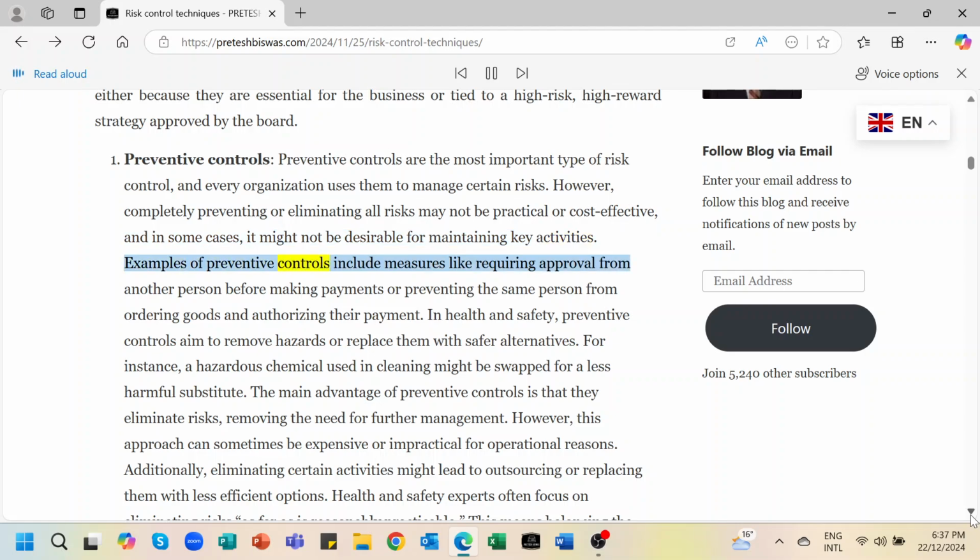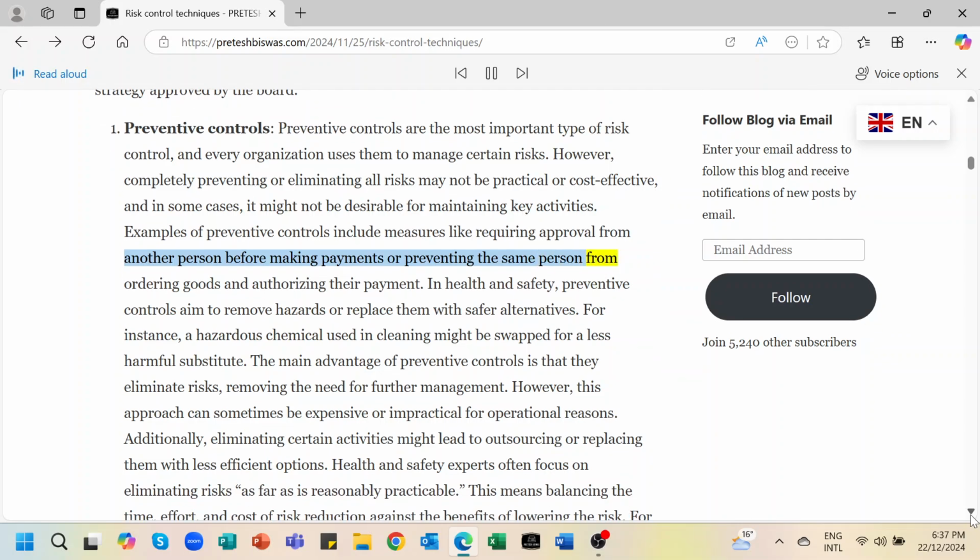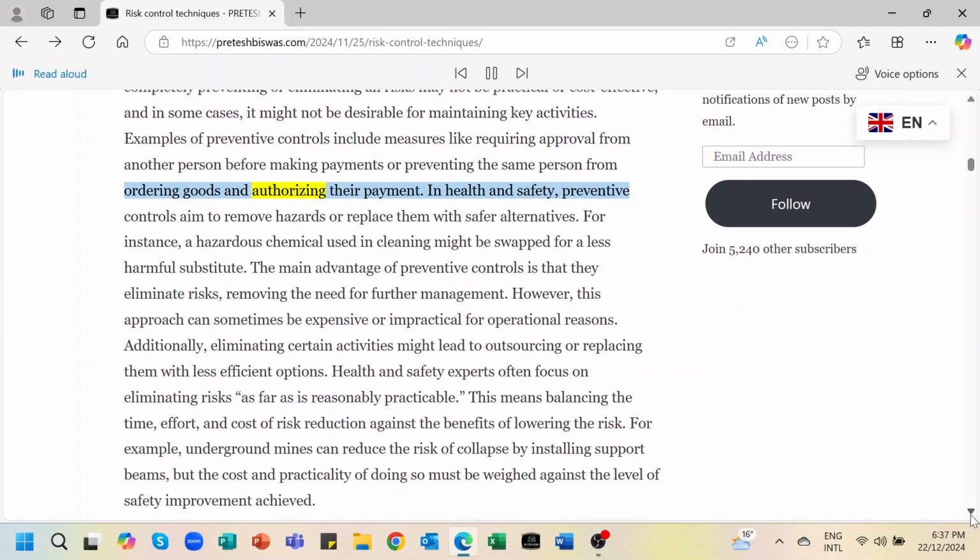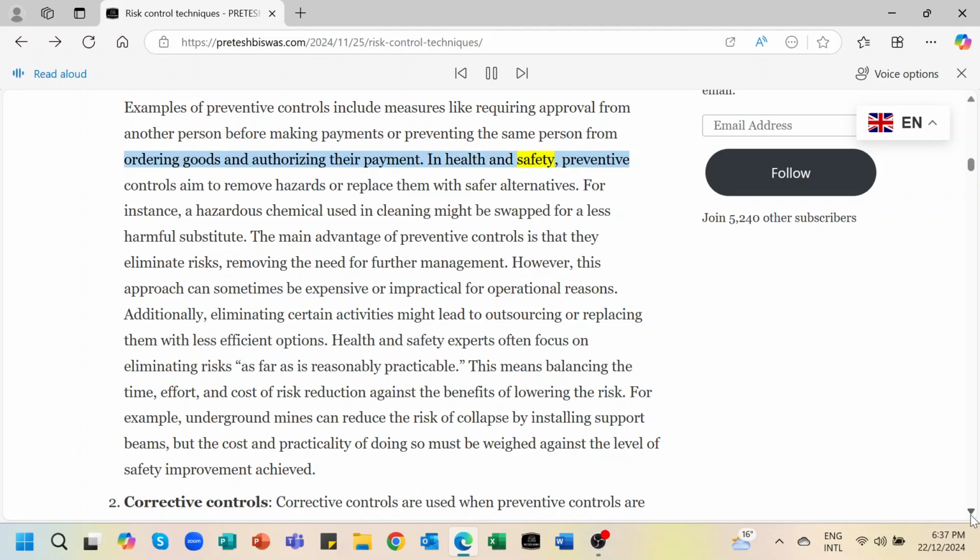Examples of preventive controls include measures like requiring approval from another person before making payments or preventing the same person from ordering goods and authorizing their payment. In health and safety, preventive controls aim to remove hazards or replace them with safer alternatives. For instance, a hazardous chemical used in cleaning might be swapped for a less harmful substitute.